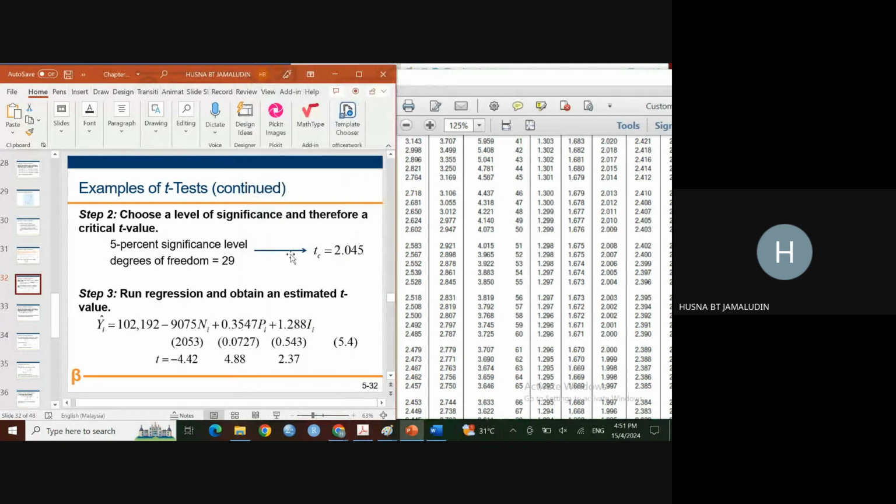2.045. So you have to get 2.045. If you are taking the number from the table, you will have 3 decimal points. So don't try to round it up, just take the decimal as it is.